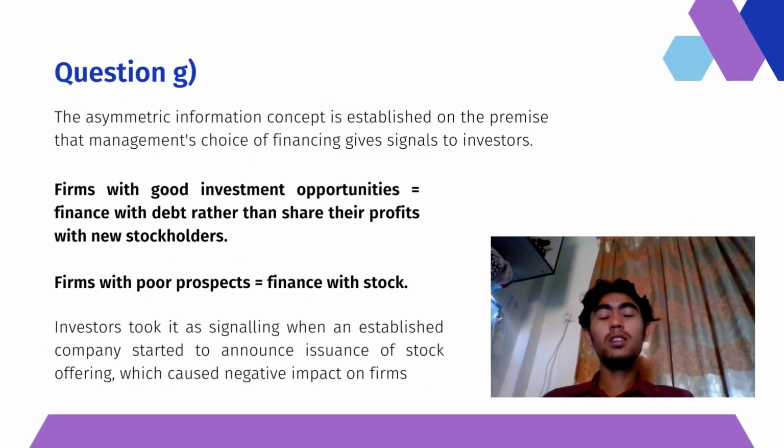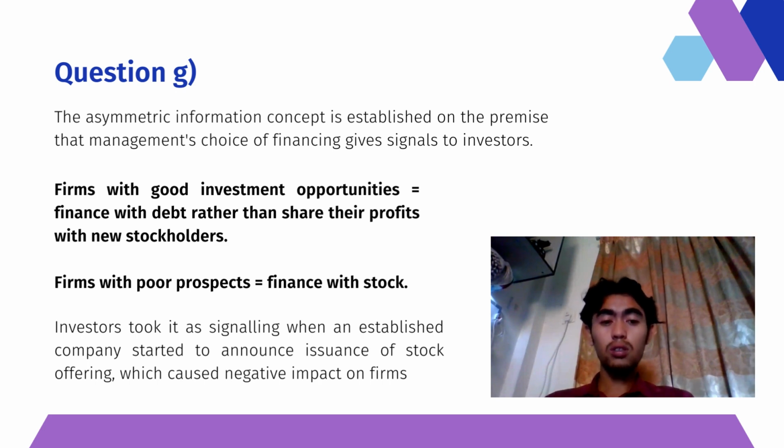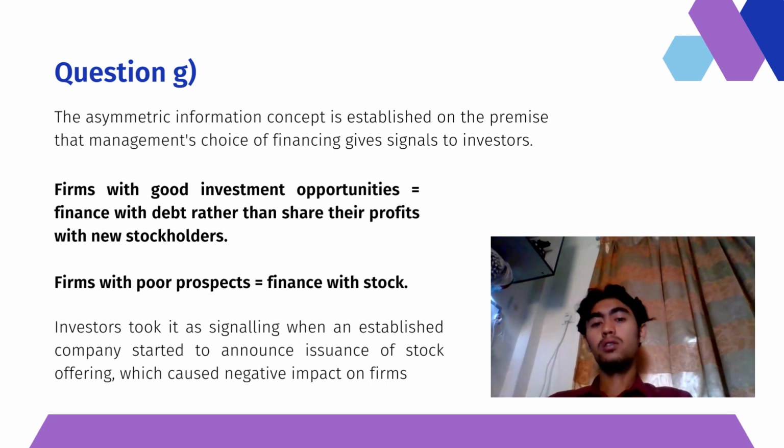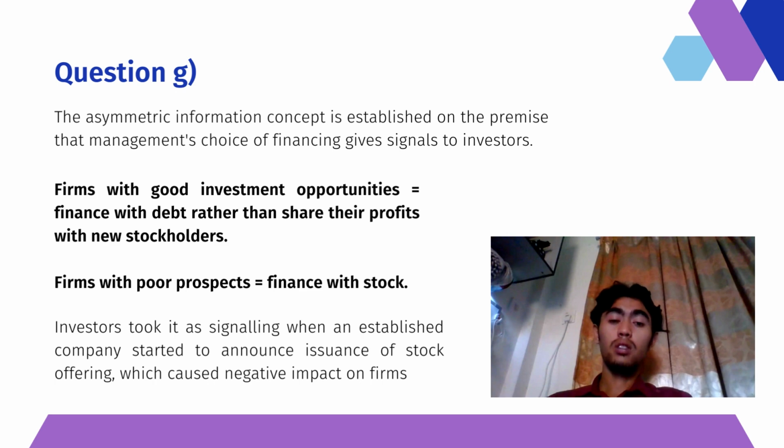So for question G, the asymmetric information concept is established based on the premise that management's choice of financing gives signals to investors. So, for example, firms with good investment opportunities will tend to finance with debt rather than stock, while firms with poor prospects will prefer to finance with stock.